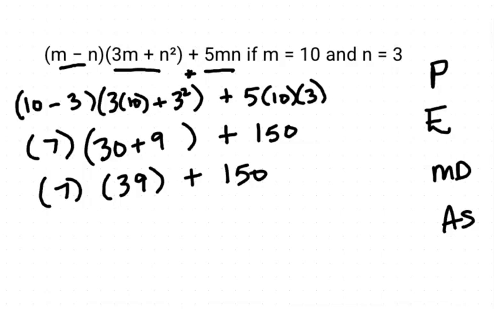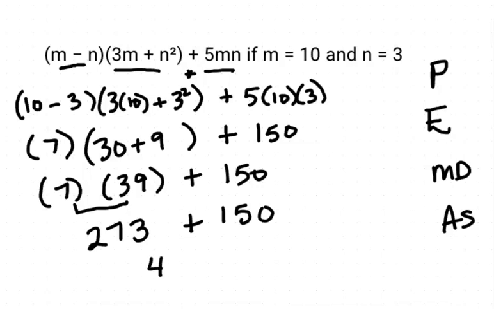Okay, so still go from left to right here. So multiply before we add. Okay, 7 times 39, we get 273. Then I'm going to add 150. So 273 plus 150, and my final answer is 423.